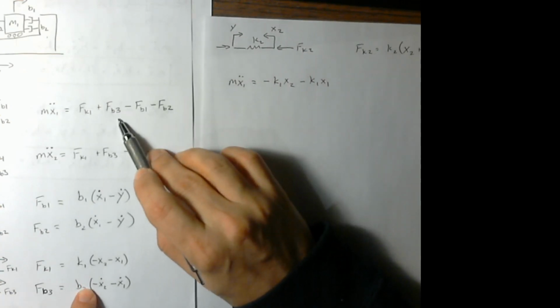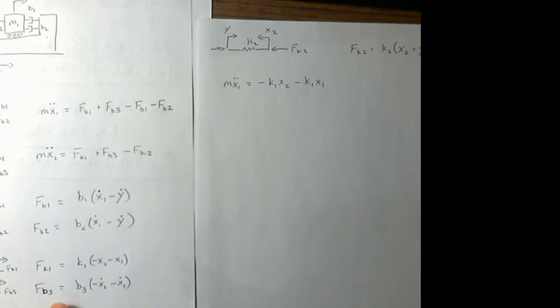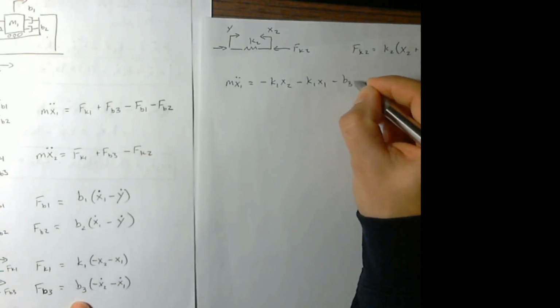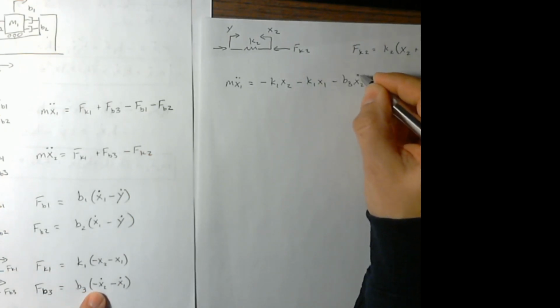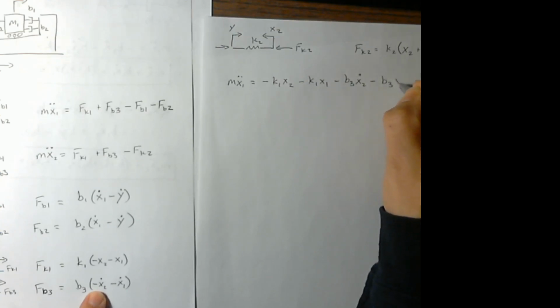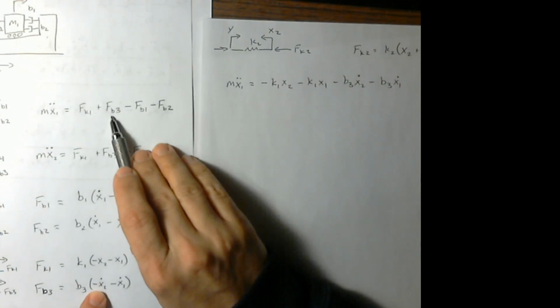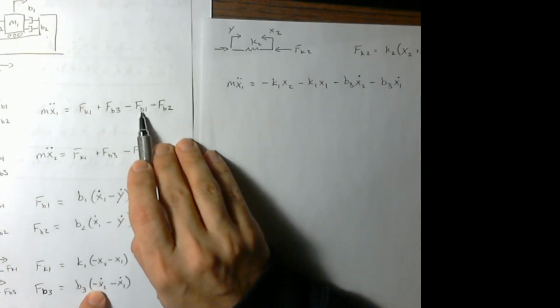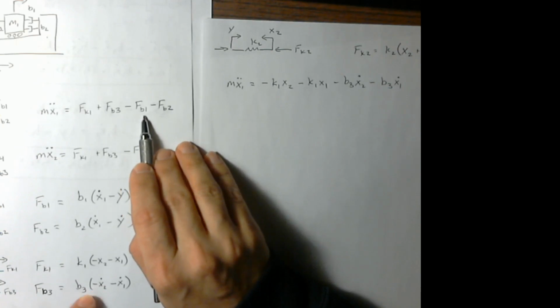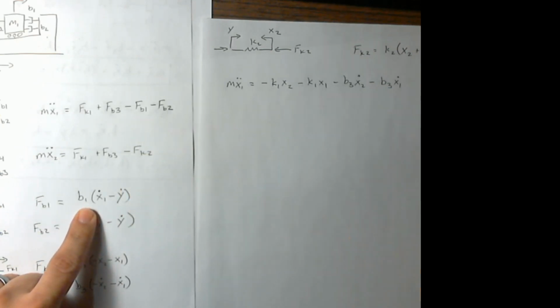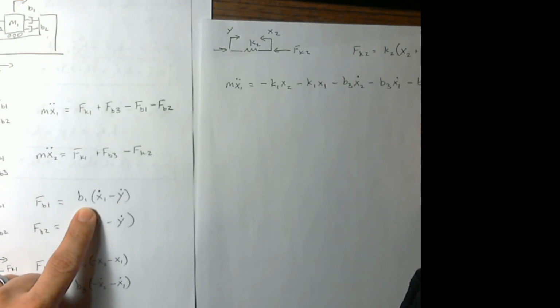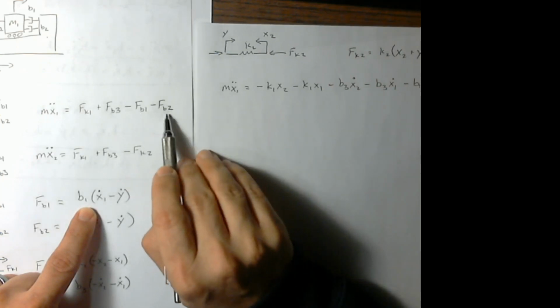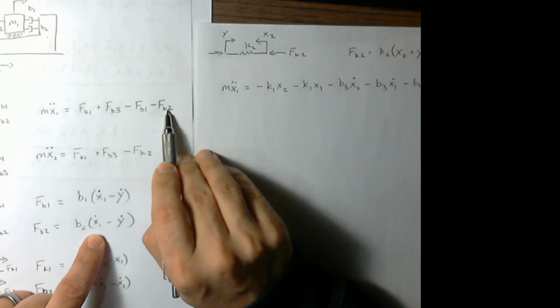Now FB3, where is FB3? Down here. Again, everything is negative. Negative B3 X2 dot, negative B3 X1 dot. Okay, so that's B3. Now, B1, I need to take the negatives, because it appears negative here, I need to take the negative of everything I see with force B1. So that's going to be negative B1 X1 dot, positive B1 Y dot. Good.